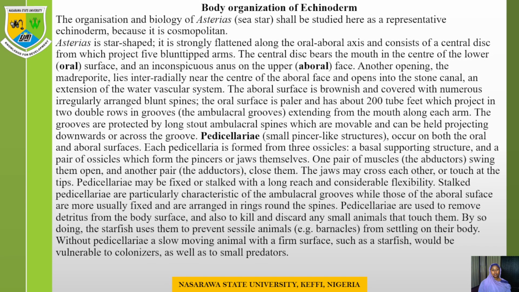The body organization of echinoderm. We want to use Asterias, that is the sea star, because it is found almost everywhere. The Asterias is star-shaped. It is strongly flattened along the oral-aboral axis and consists of a central disc from which project 5 blunt-tipped arms. The central disc bears the mouth in the center of the lower oral surface and an inconspicuous anus on the upper or aboral face.